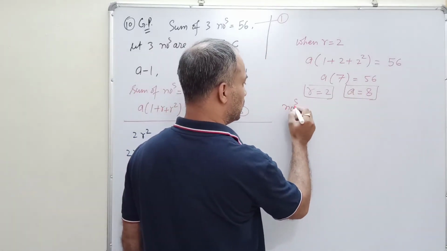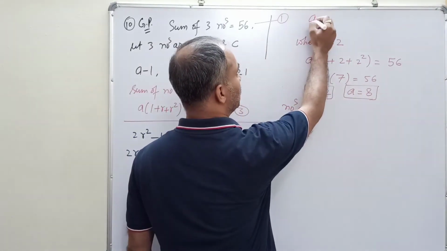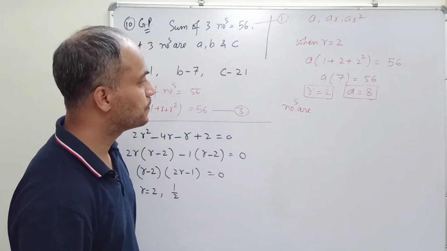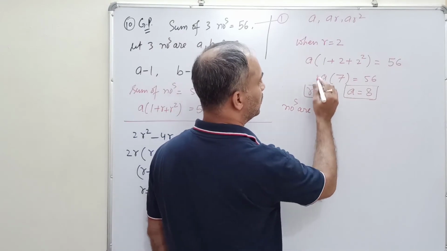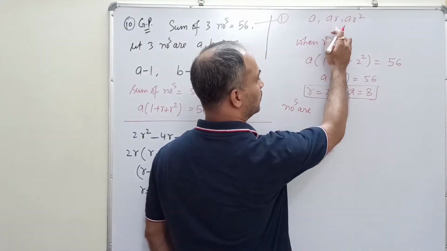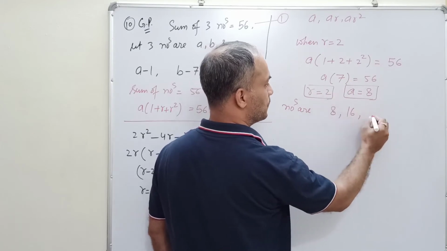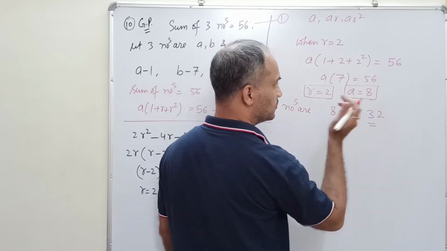So when r is equal to 2, a becomes 8. The numbers were a, ar and ar square. So here the numbers are a means 8, ar means 8 2s are 16, and once again 16 2s are 32. So these are the numbers.